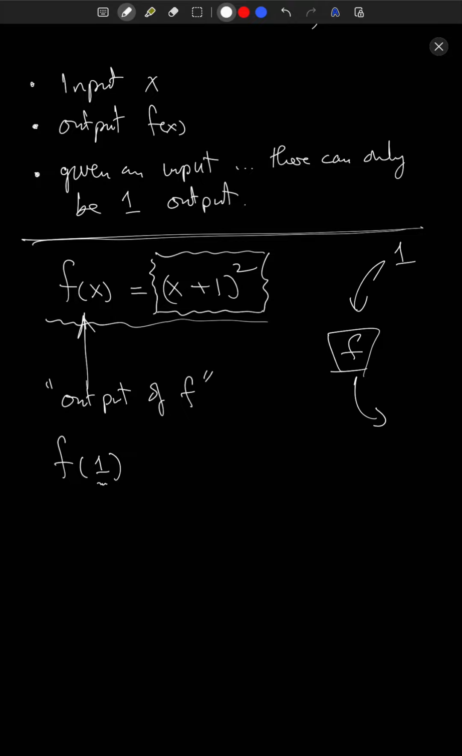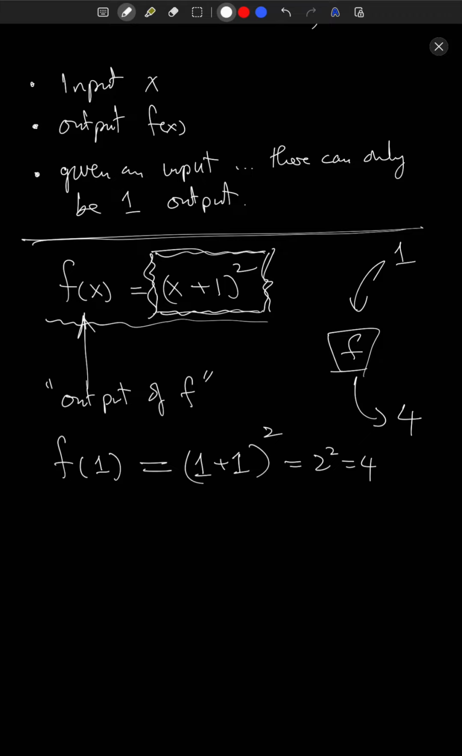What is the output that I get out? Well, this right-hand side here gives me the literal instructions. So the instructions are: whatever I put in, I add 1 to it. So I'm putting in 1, I add 1 to it, and then I square that result. So this is going to be 2 squared, which is 4. So when I put 1 into this particular machine, I'm going to get the output 4.